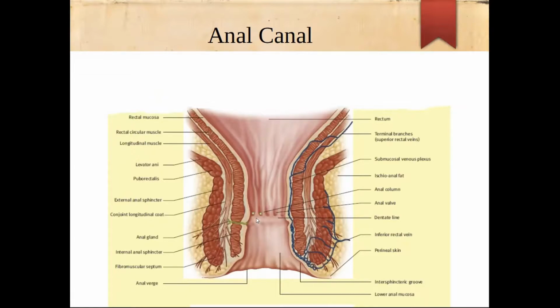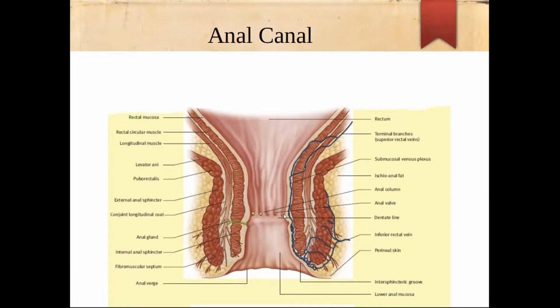You see, this is the dentate line here. This is the ridge, the Morgagni columns. There is the valve, crypts, sinus, and glands. Some people divide the anal canal into two parts. The part from the anal verge to the dentate line, about 2 centimeters, is the lower anal canal. The part from the dentate line until the recto-anal junction is the upper anal canal.